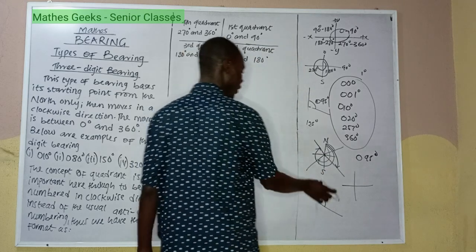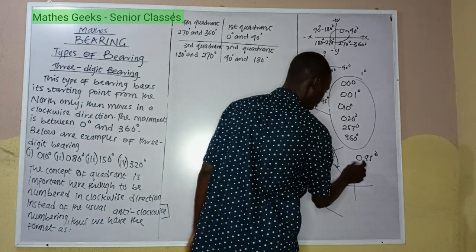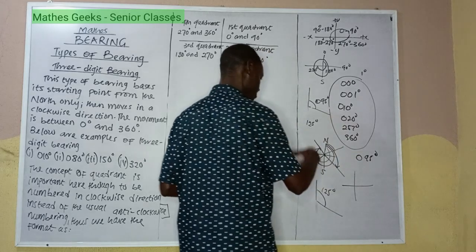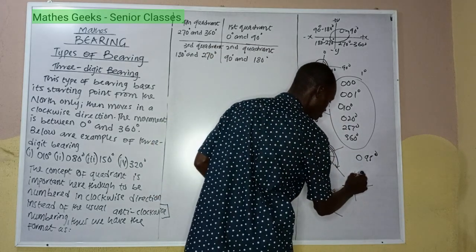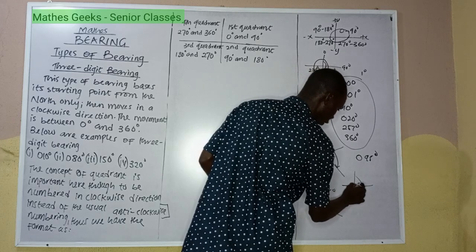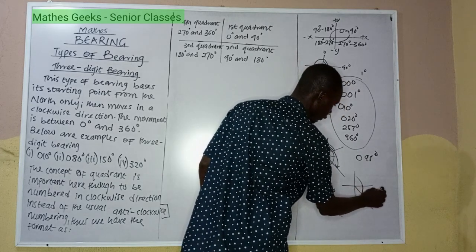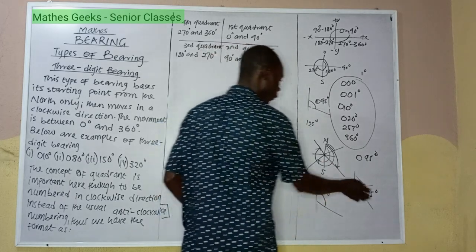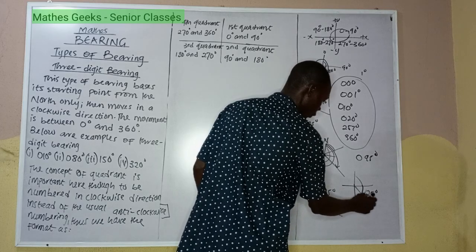But if you are representing this in compass bearing, what do you do? In compass bearing, since we are converting from 3-digit bearing to compass bearing, you start from the North Pole to wherever you're going to have 125 degrees. This is 125 degrees, the 3-digit bearing. Then the value of this in compass bearing will not be from the North Pole to this line, but from the South Pole.